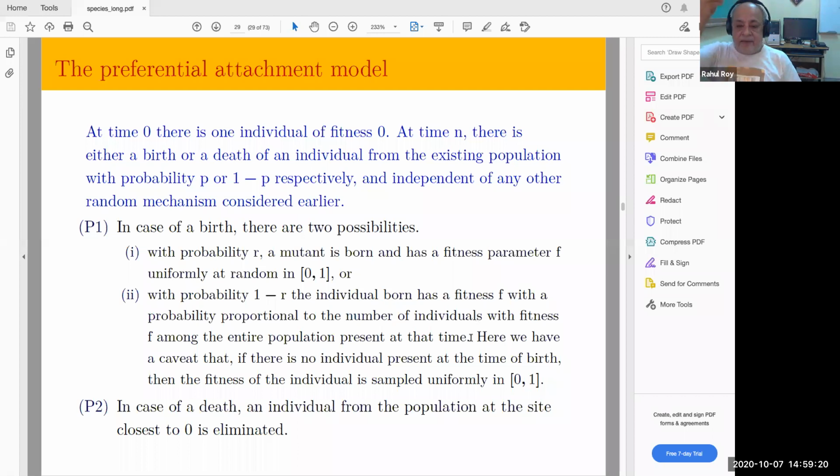So if fitness f has a very large number of individuals already, it will attract the new species born much more than the fitnesses which have much fewer population size. So in this sense, it's a preferential attachment. It's exactly the preferential attachment model, except that we have this caveat: if there is no individual present at the time of birth, because the entire system can be flushed out, then the new individual just samples a fitness which is uniform between 0 and 1. And in case of death, an individual from the population at the site closest to 0 is eliminated.